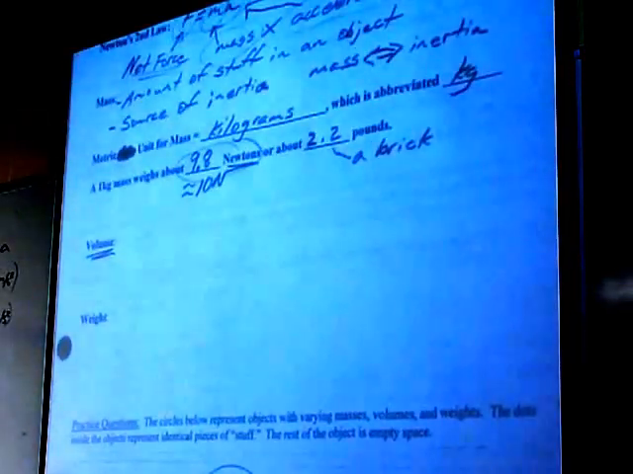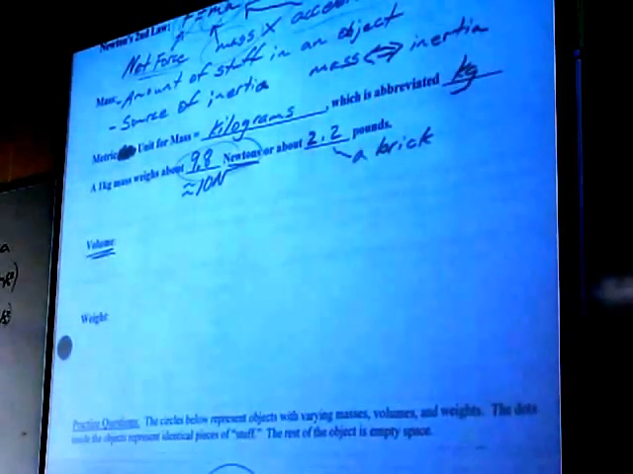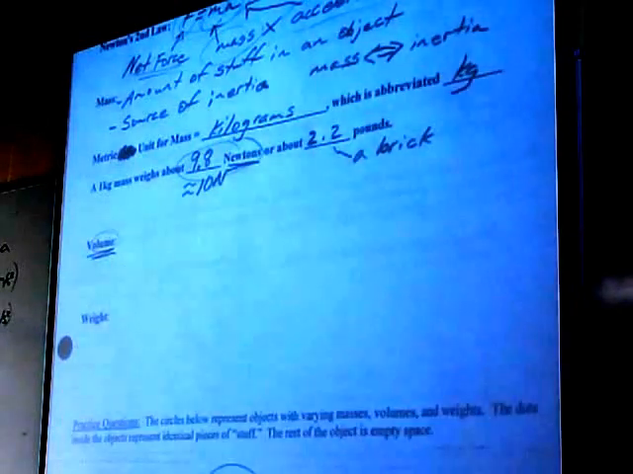Volume really doesn't matter as far as Newton's law goes, but it's in here because a lot of people think volume is mass and they get confused. So I want to talk about what volume is so we can say, not that. So what is volume? Mass is the amount of stuff in something. Volume is the amount of space an object takes up, or an object occupies.